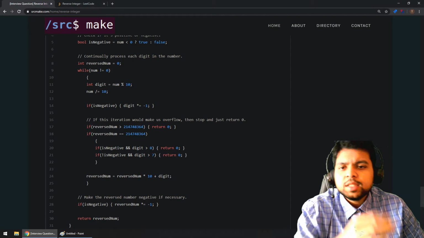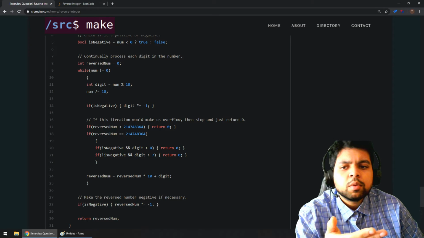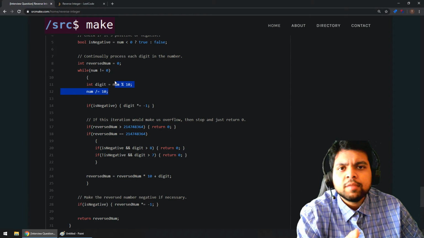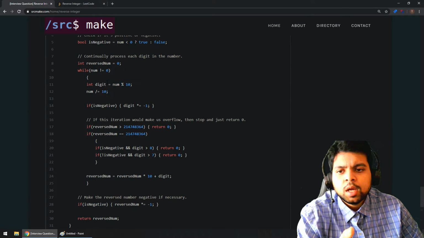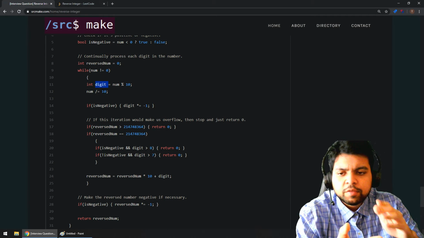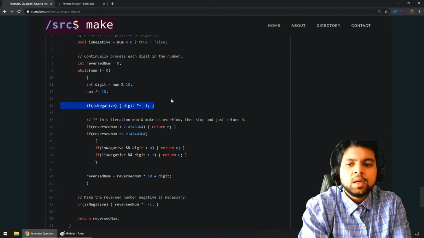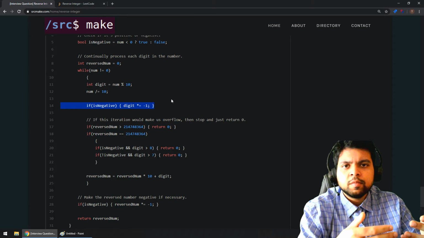So same code basically as last time. Start out with reverse number 0. Try to process each digit inside of the number one by one. So calculate the digit and then remove it from the number that we're working with. This time, if the number is originally negative, then it's going to turn out to be negative.